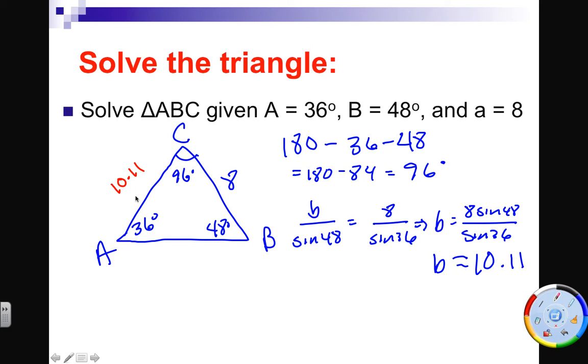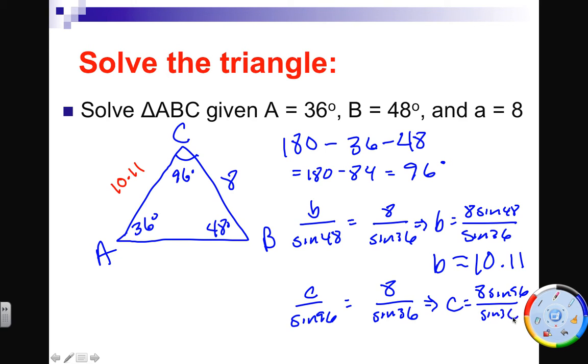Now, when you go to find little c, don't use 10.11. You can if you use it as a stored value, but because it's an approximation, I don't want to use it. I'm just going to reset this up with c over the sine of 96 equals 8 over the sine of 36. So little c is 8 sine of 96 over sine of 36. You notice the process is actually pretty repetitive. You can basically take whatever you had to begin with and change the 48 into a 96. And you get something along the lines of 13.54.